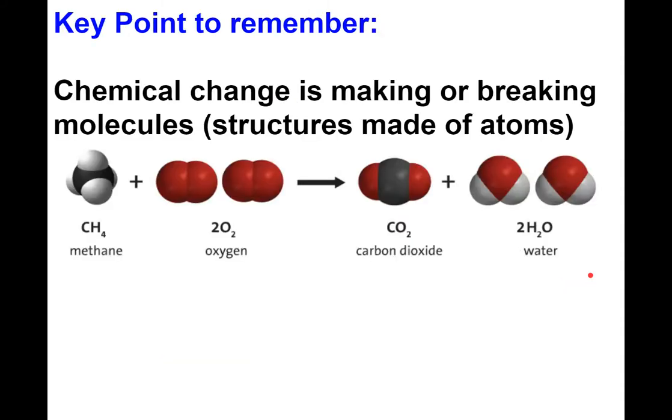Okay, key point to remember. Chemical change is making or breaking molecules, so structures made of atoms. So making or breaking bonds. Like when you burn methane, it's methane plus oxygen turns into carbon dioxide and water. Okay, it makes new molecules. It breaks the old molecules.